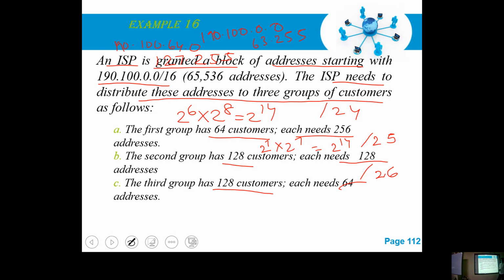Then the third one it will start at 128.0. And each 128 block it is going to have 4 now: 128.0 to 128.63, 128.64 to 128.127, 128.128 to 128.191, 128.192 to 128.255. Like that we are going to have. So we will see this diagram.